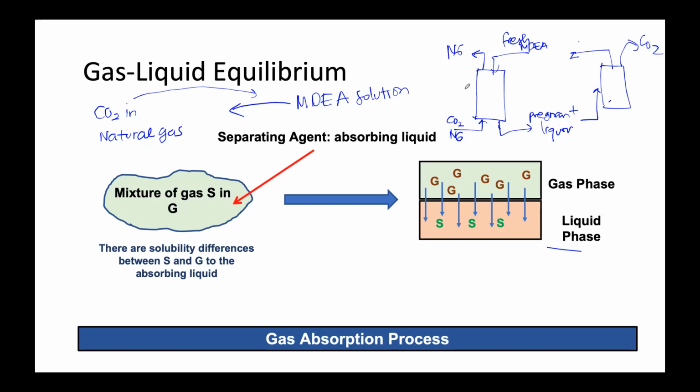Okay, so here, we're going to get the clean gas and the solvent. The solvent will now contain the CO2, a pregnant liquor. Okay, and then after that, the pregnant liquor is going to go to another column, which we call the stripping column, to remove the CO2, and then this can be released or used for further processes.